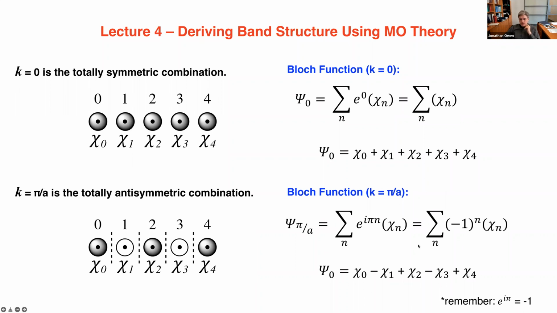Okay, and if you look at the Bloch function, you have to remember that e to the i pi is -1. It's pretty easy to see that the pi over a function alternates the sign of the atomic orbital that makes up the MO. All right, so Bloch says this periodic function makes it really easy to look at all these different linear combinations of orbitals. And we're going to use these values of k to generate each one of those. 0 and pi over a kind of happen to be the limits of this.